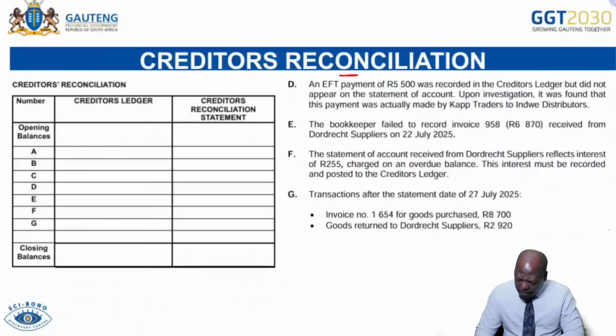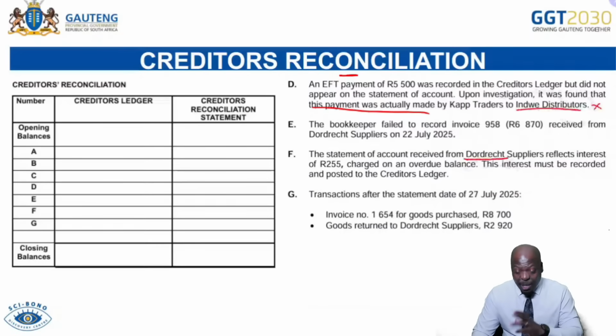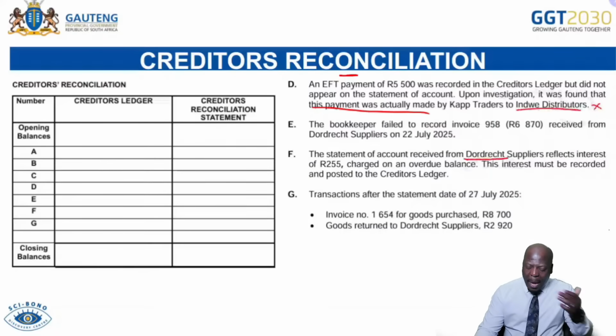Upon investigation, it was found that this payment was actually made by us to Indwe. Indwe is not these guys here that we are dealing with, the guys with a very difficult name. So we actually made a payment to a different distributor. So what we had done is, once we made the payment, we recorded it in the ledger.